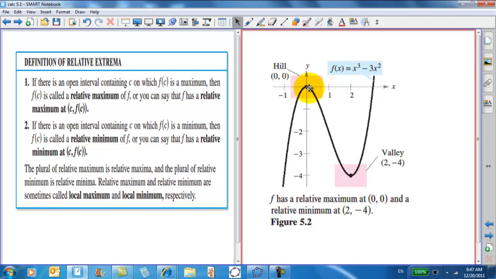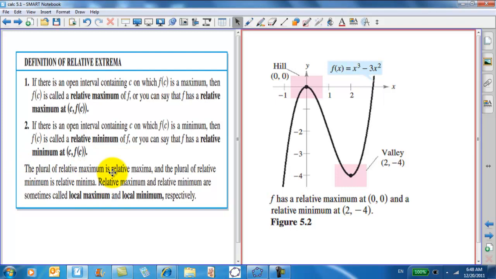So we call that a relative maximum, as opposed to the absolute maximum we talked about in the extreme value theorem. Now, if there's an open interval on which f of c is a minimum, then f of c is called a relative minimum. And you can say that f has a relative minimum at c, comma f of c. So notice this valley here. Notice this is not the lowest point on this cubic, because the cubic will get lower than it over here. But relative to the points on either side of it, it is the smallest thing. So we call it a relative minimum. A relative minimum at 2, comma -4.